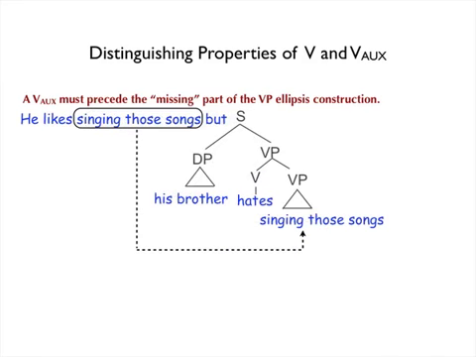He likes singing those songs, but his brother hates singing those songs. What can we do here? We can't do that, right? So here we have hates with some kind of a phrase that goes after it, and we know there's a phrase that goes after it, right? But we can't just elide that because why? Because here's another property that distinguishes auxiliary verbs from other verbs. Auxiliary verbs are the only ones that license the verb phrase ellipsis possibility.